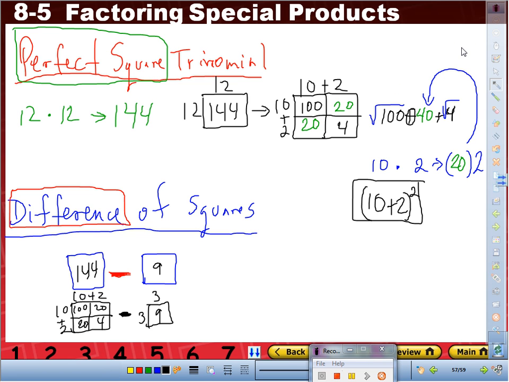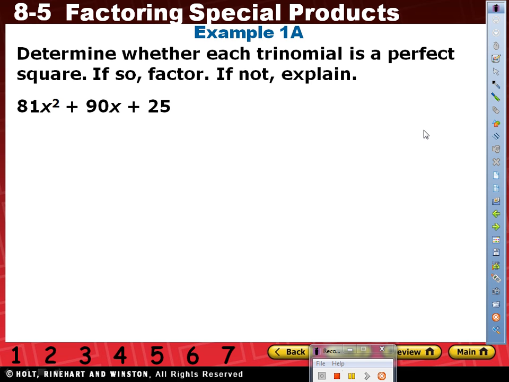Copy this down. Example 1A. Write the instructions, please. It says, determine whether each trinomial is a perfect square. If so, factor. If not, explain.